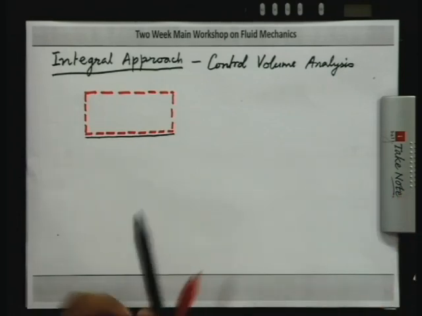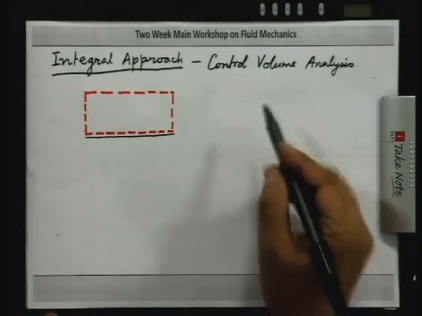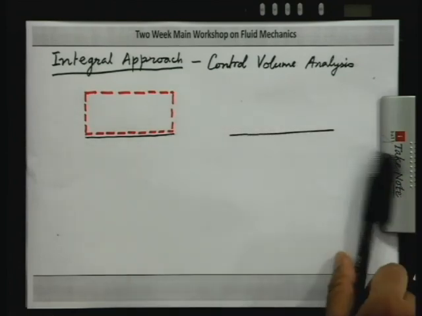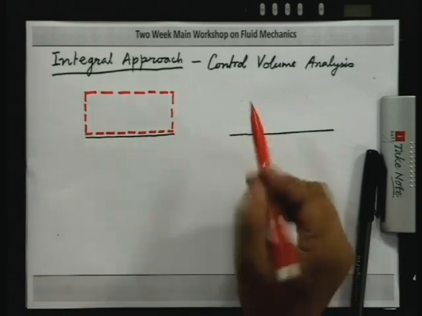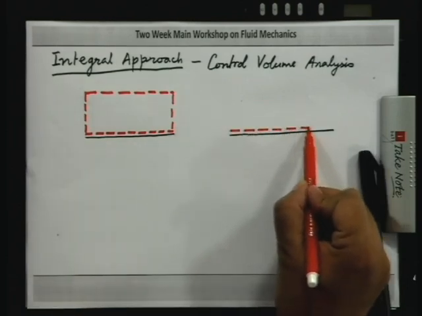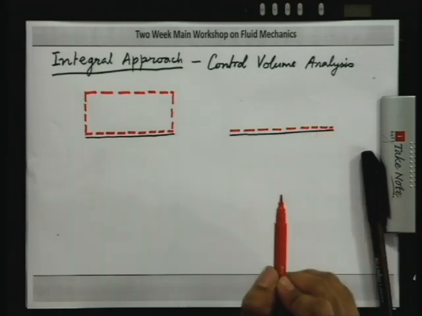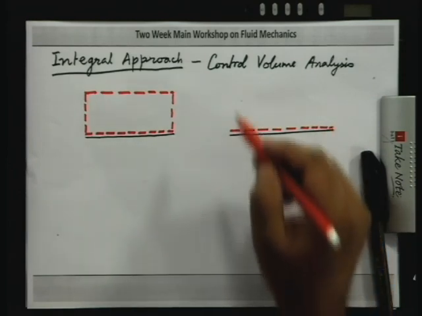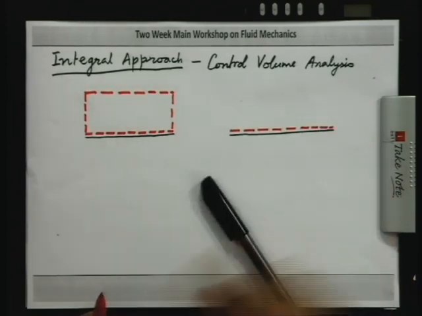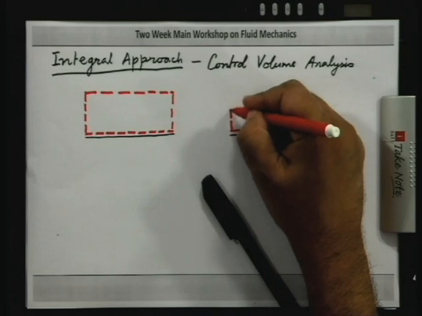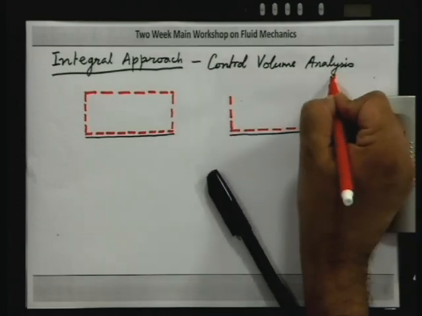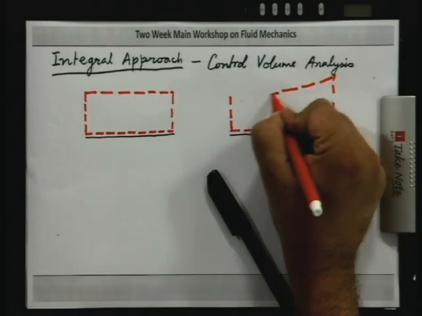Now, another way to do it is to take a control volume, again with one surface which is coincident with the plate, and the other surface which is not rectangular, but we will consider the top surface to be a stream surface.